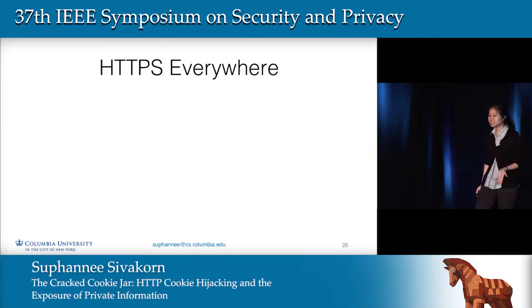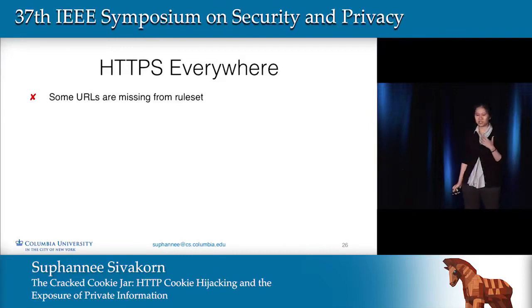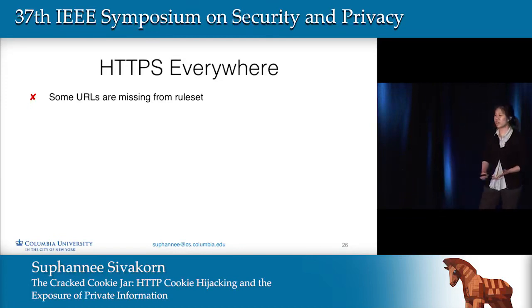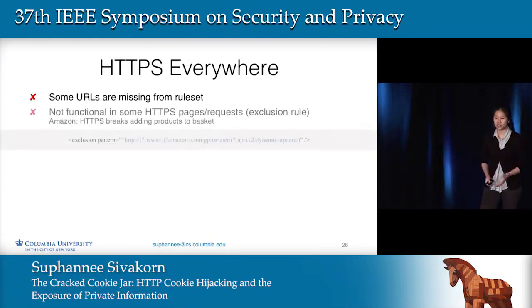In practice, however, there is still something that is not practical here. For example, if we take a look at the rule set of HTTPS Everywhere, of course there are a lot of sites that are not in HTTPS Everywhere, and some of the URLs are missing from the rule set. This means that not all of the URLs are protected.